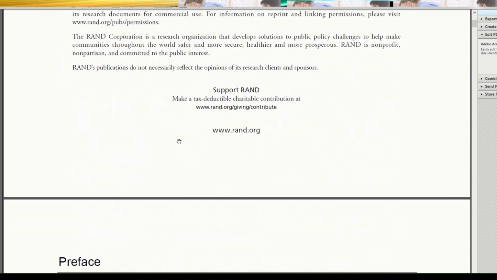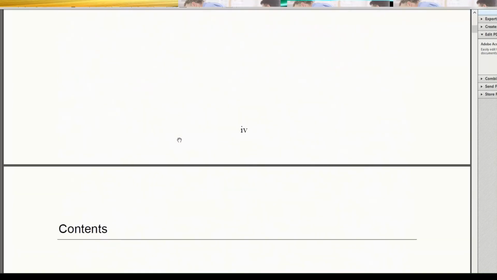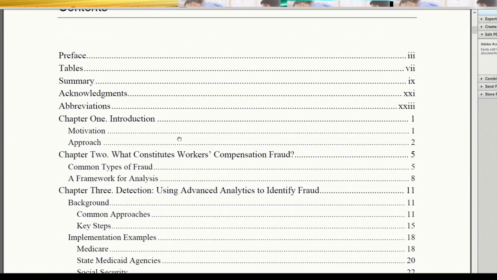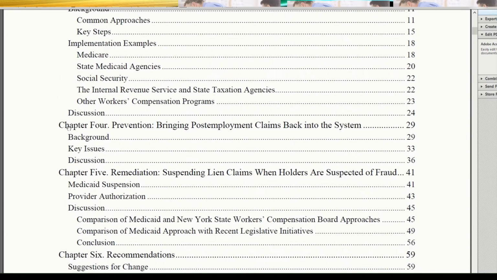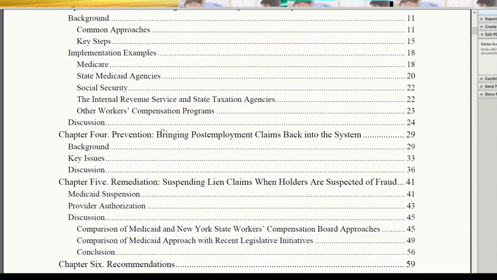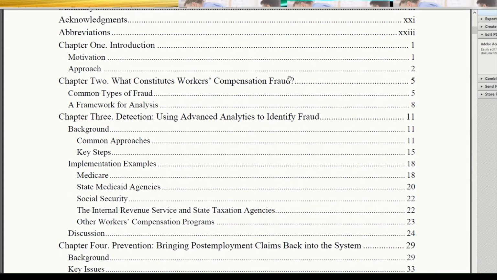And there's a couple of sections in this report, and let's go to the table of contents. The sections that we're going to be concerned with here is section 4, entitled Bringing Post-Employment Claims Back into the System. Post-employment claims, and we're specifically concerning ourselves in this discussion with the post-employment cumulative trauma claim. So I encourage you to read this entire study. It talks about workers' compensation fraud in general, talks about how the Division of Workers' Compensation is increasingly relying on what they call advanced analytics to help them identify fraud.